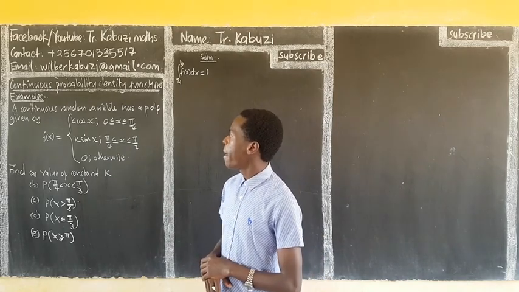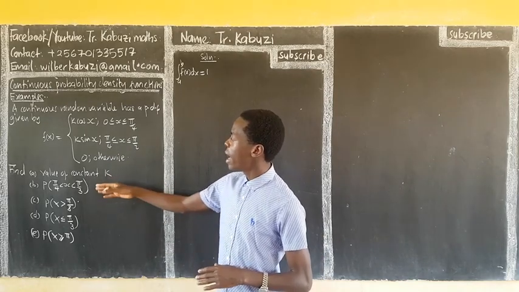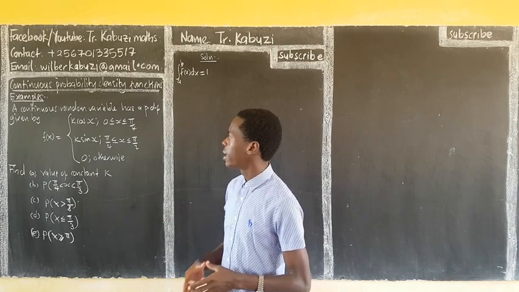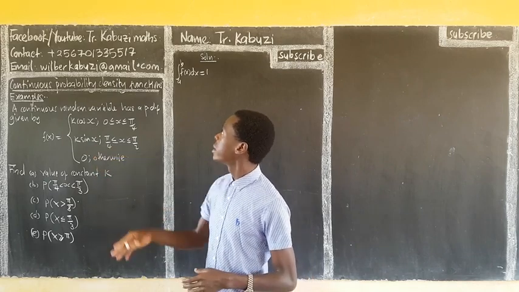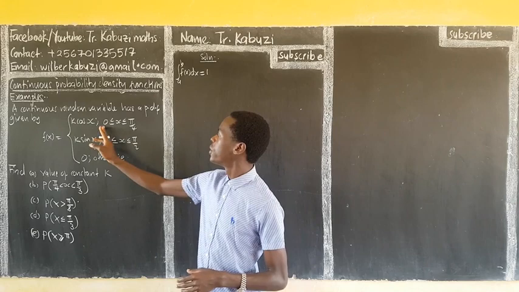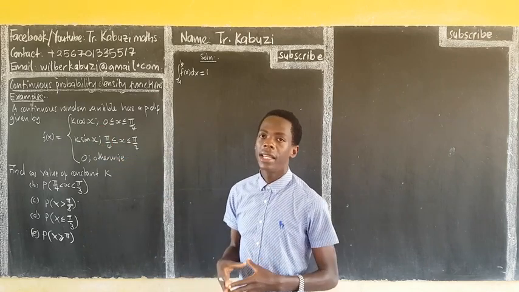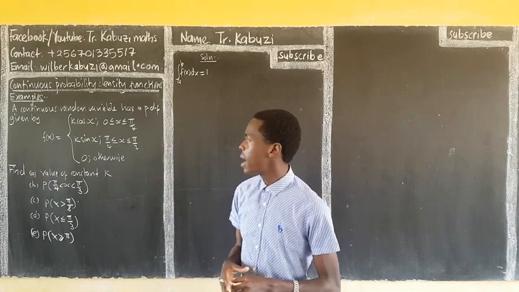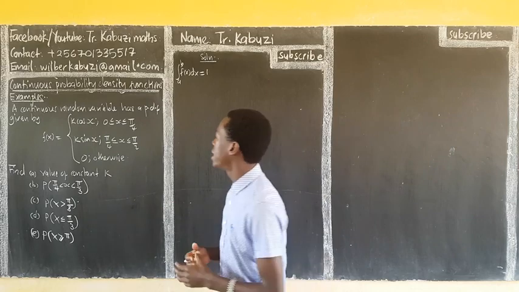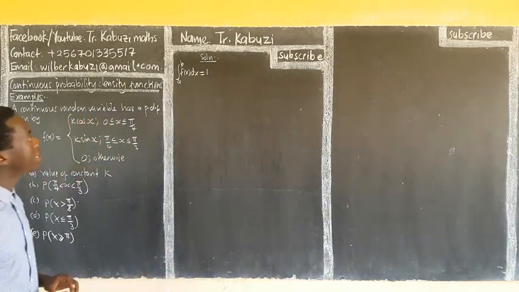Now, from there, we handle the one that has the value of k. The value of k means that we are going to integrate the whole of this from 0 to pi over 2. But if we do that, it will be 1, because the integral of all probabilities is 1.